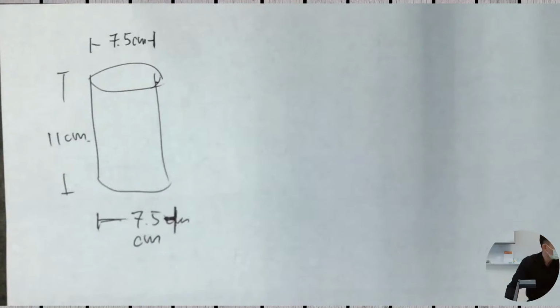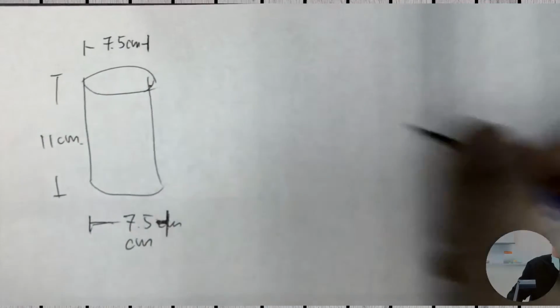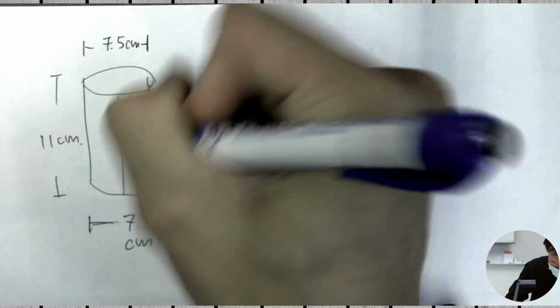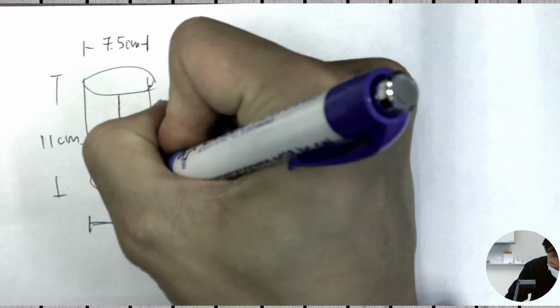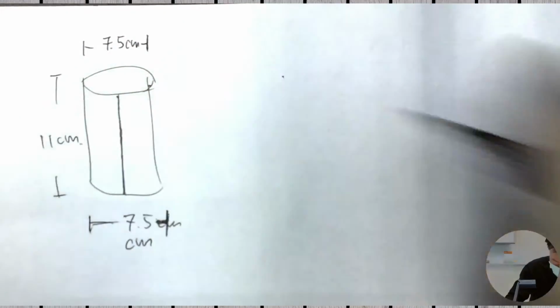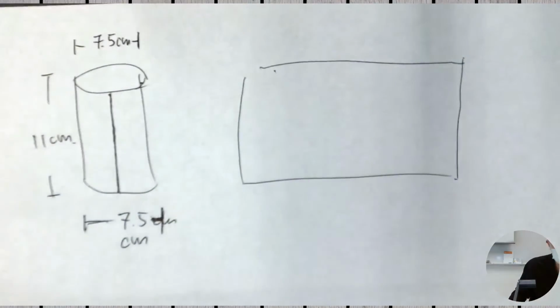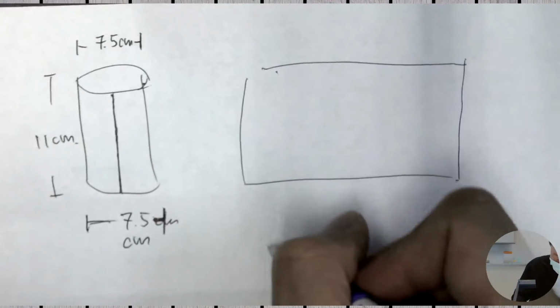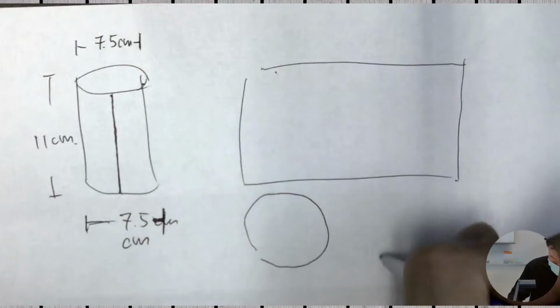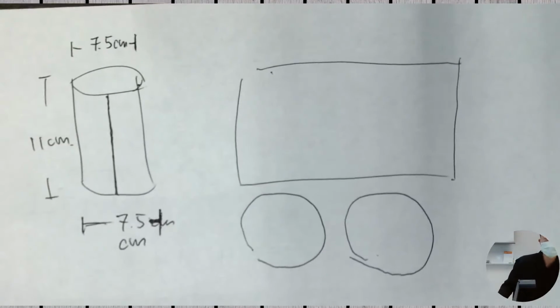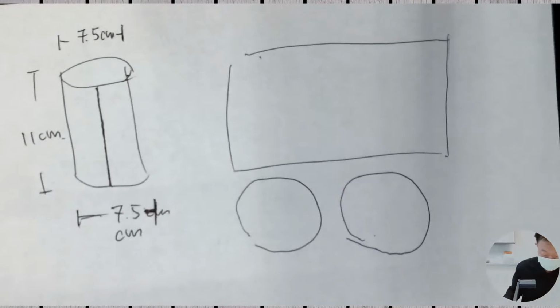All right, how do we look for its surface area? If I were to foil this out, I will have a rectangle. If I were to cut it open like this, using a very sharp knife, and make sure you don't cut yourself, and unfold it, I will have a rectangle and 2 discs. Okay, that's all there is to it.